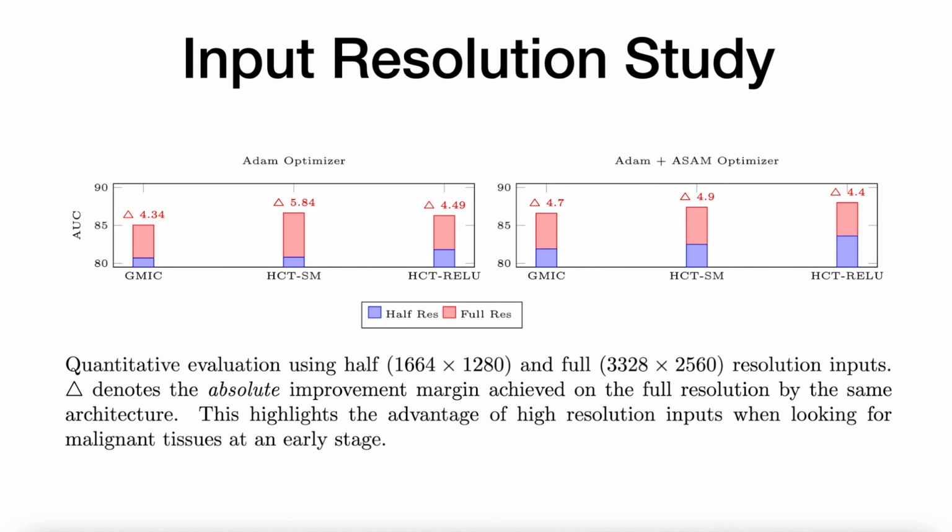Finally, we evaluate whether high resolution is indeed needed for better performance. We measure the performance of different architectures using half and full resolution inputs. By using the full resolution, we boost the AUC of different architectures by more than 4 points. This evaluation emphasizes the importance of processing medical images at their original high resolution.